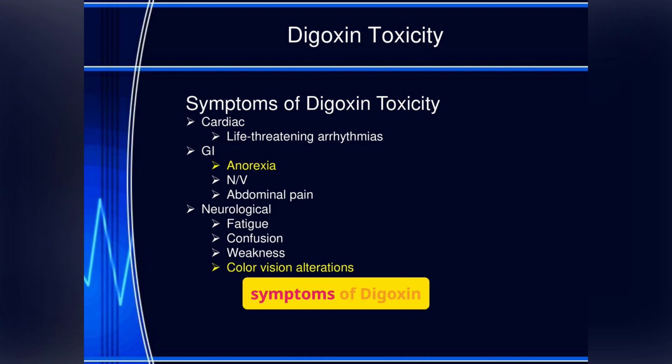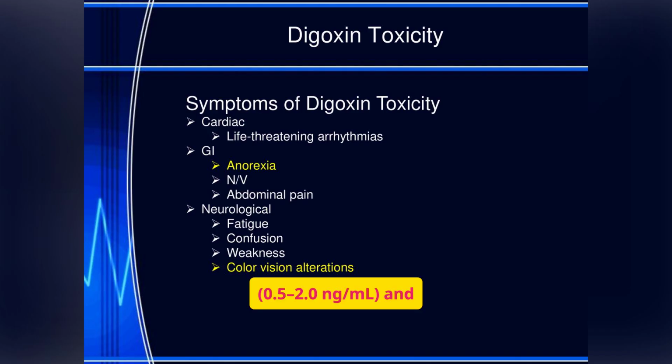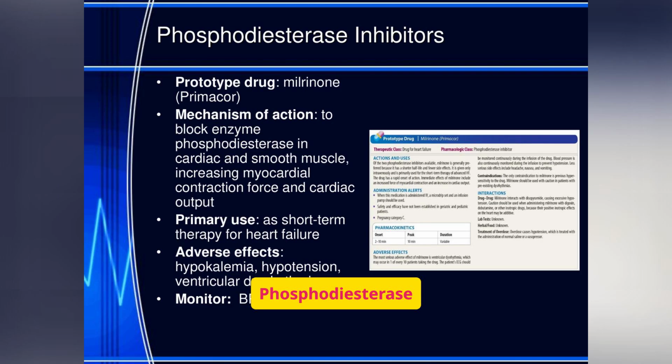We'll review the symptoms of digoxin toxicity, including cardiac, GI, and neurological manifestations. Toxicity symptoms include irregular heartbeats, bradycardia, nausea, vomiting, confusion, and vision changes, like seeing yellow-green halos. Monitor serum digoxin levels, 0.5 to 2.0 ng/mL, and potassium. Hypokalemia increases toxicity risk. Phosphodiesterase inhibitors, such as milrinone, increase myocardial contraction force.